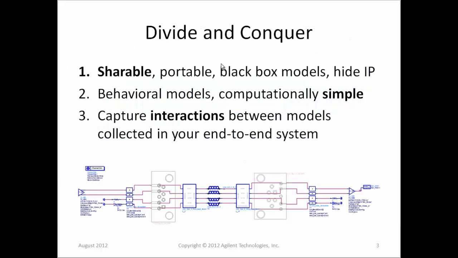So here are some characteristics of a successful modeling technology that seeks to divide and conquer, to divide up this chain into models. The first thing is the models must be shareable up and down the supply chain. They must be portable, black box models that hide the owner's intellectual property and are portable in the sense that they can run in multiple EDA tools. They must be behavioral models to make them computationally simple. If you try to model every aspect of implementation, the computational times will become prohibitive. They must also capture interaction between the models that are collected into your end-to-end system.